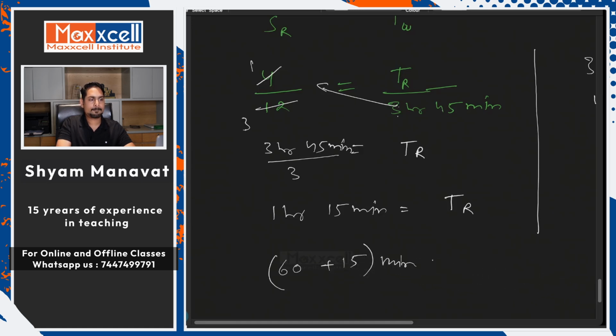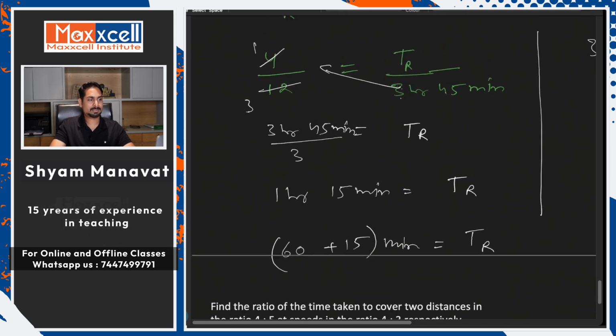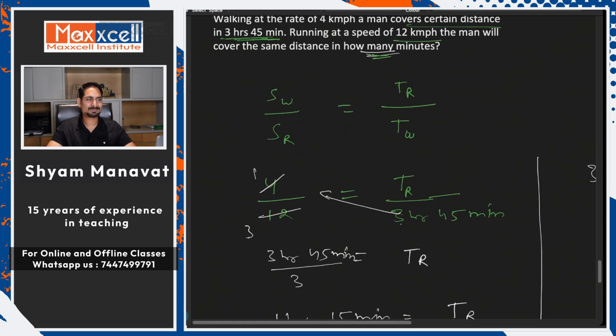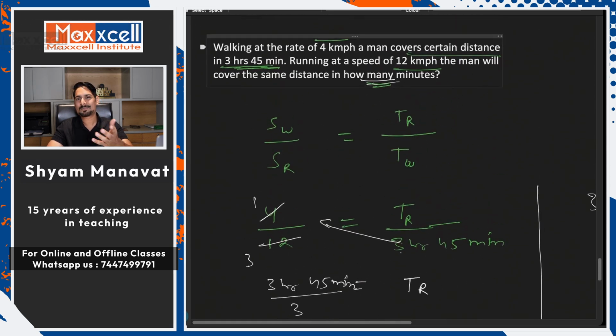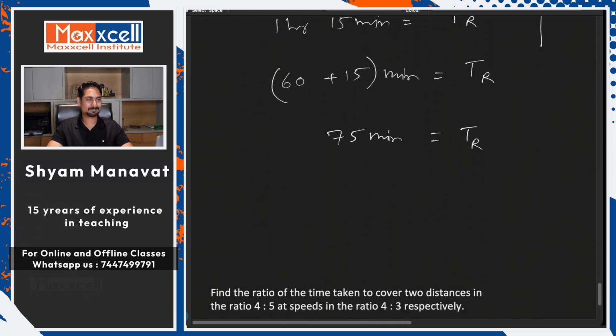So time taken while running is going to be 60 plus 15, that's 75 minutes. He's running for 75 minutes. That's quite a good time, no? For running, you run 75 minutes continuously. It's quite a good time. If you go to the gym, try on a treadmill, or you can try running otherwise also. At 12 kilometers per hour speed, 75 minutes running all the way. It takes courage. Well, but this is the answer.